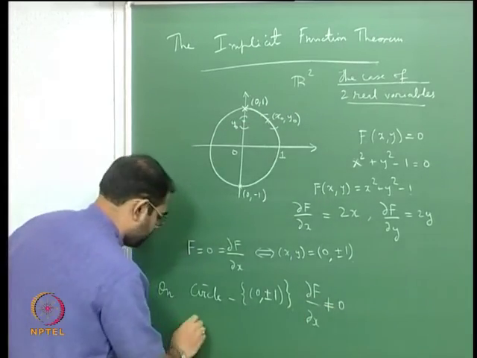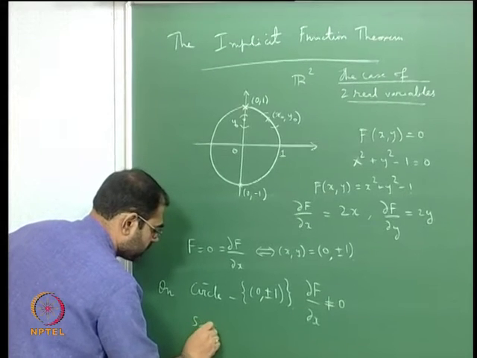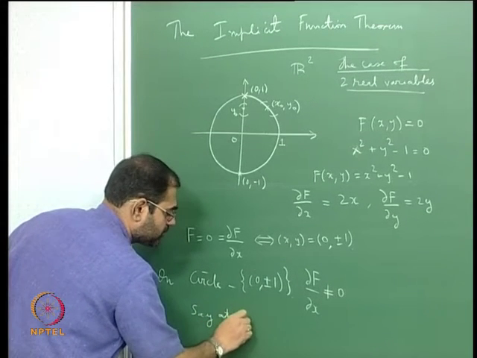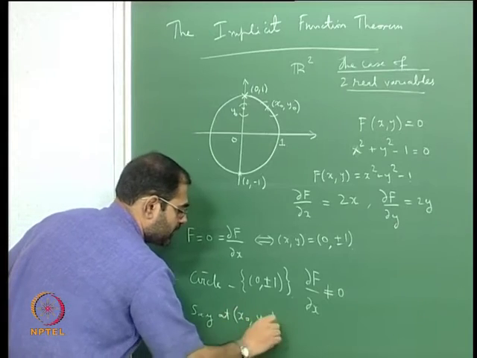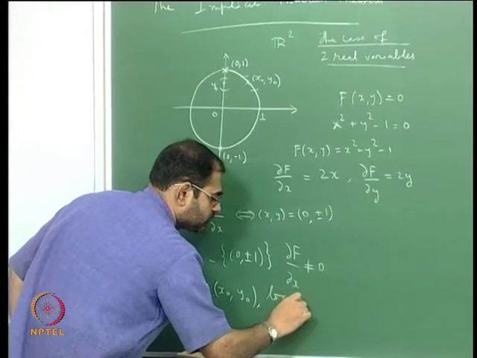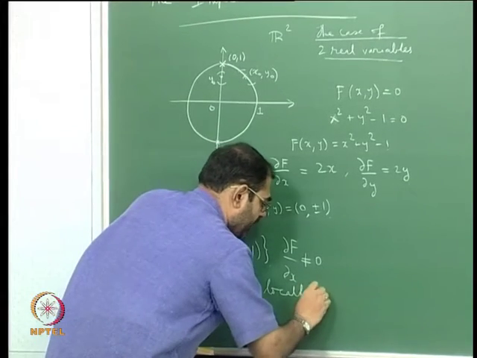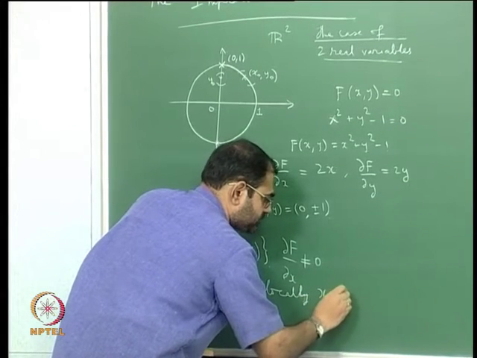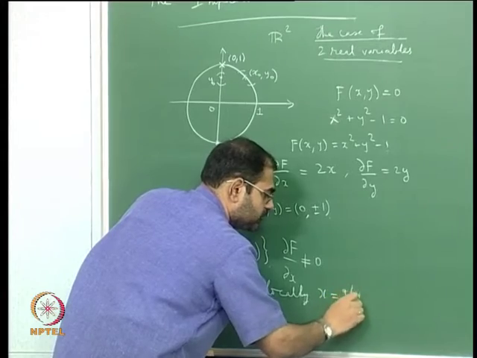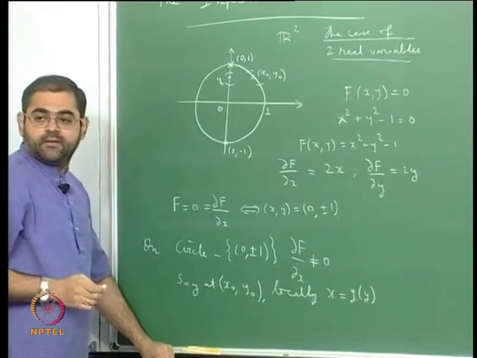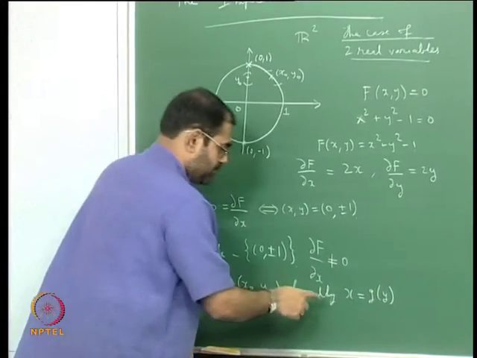So if I take this piece of the curve at, say, x0 comma y0, locally you can write x as a function of y. Locally you can solve.